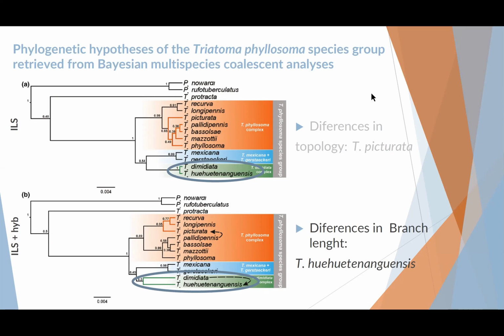these samples cause a lot of difference in branch length. In the first case, Triatoma dimidiata and Triatoma huehuetenangensis show a short branch. And in the second case, the branch length is longer. If we translate this to time, we may have some differences.